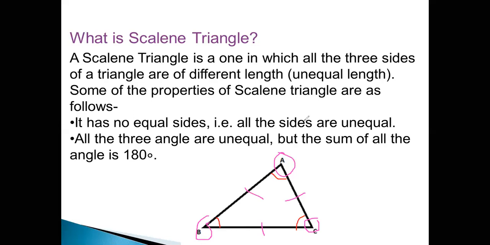Let us take an example. Let side AB be 4 centimeters, BC be 6 centimeters, and AC be 5 centimeters. Among these three sides, we can see that all the sides are unequal in length, different from each other. This is 4 centimeters, this is 5 centimeters, this is 6 centimeters. So all the sides are unequal.